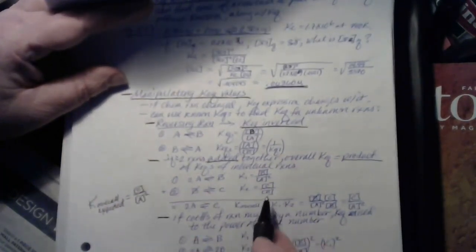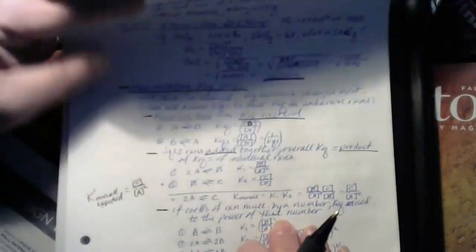But there are going to be cases like this where you're doing this with numbers, and you don't really need to know that it's C over A squared. You need the number for that. And again, the way to find it would be take the number for K1 and the number for K2 and multiply them. You've got the number for K3 if you're adding the reactions together.